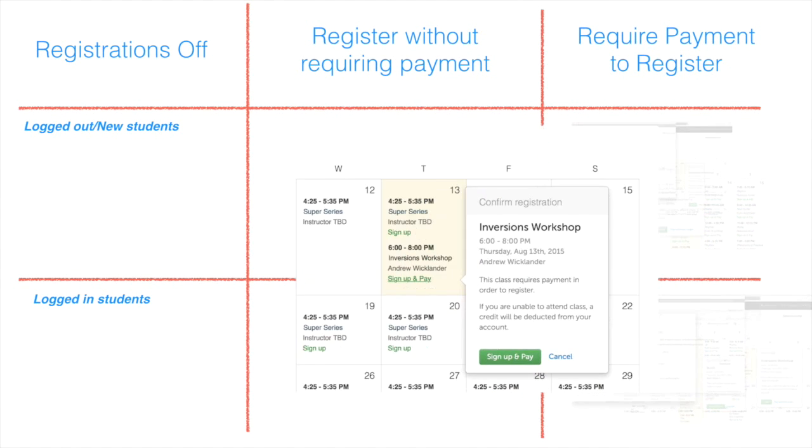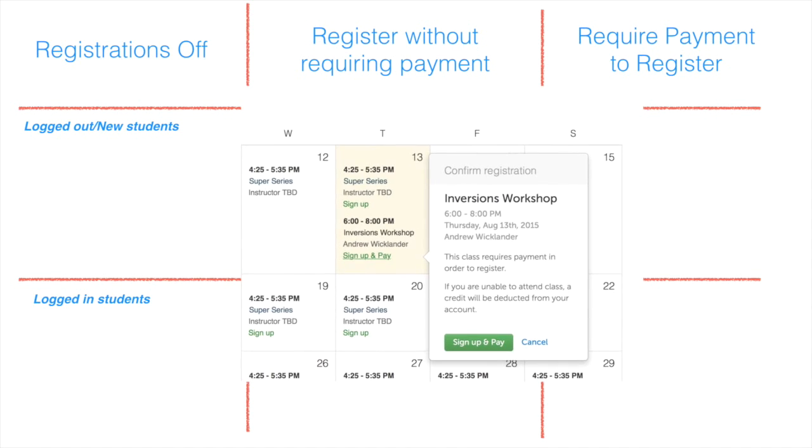Now, when a student is logged in, we of course know who they are. And so if they have enough credits on file in order to register for a class, they simply will click sign up and pay and they will be registered. For them, the experience would not really be any different than if payment was not required. If they already have credits on file and they are available to be used, it is still a single click sign up process for these students.